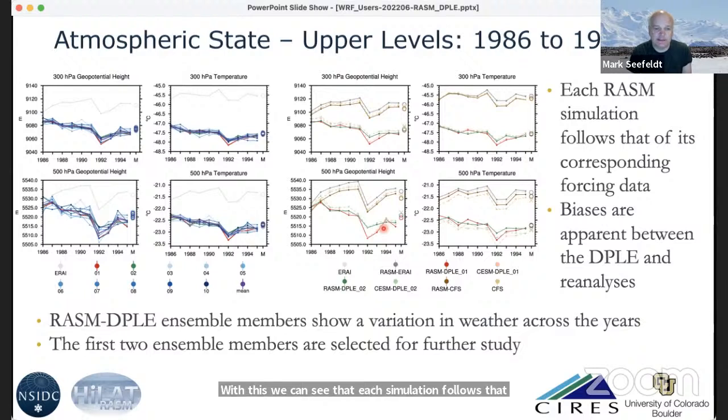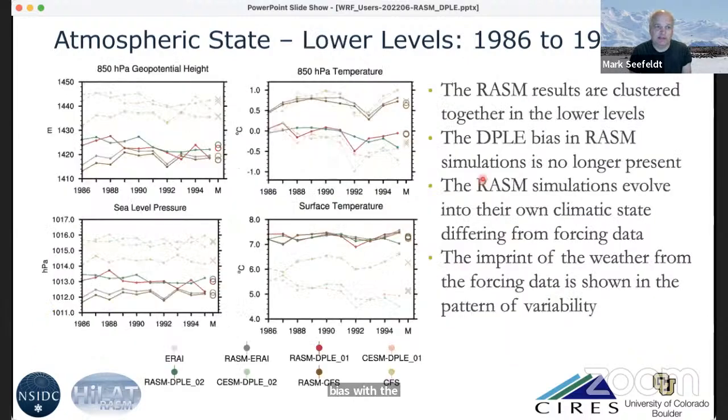And we are also able to see that biases are apparent between the DPLE and the reanalyses. So for example, at 500 hectopascal temperature, all our reanalyses, the simulations, and the source data are at about negative 21.5. Meanwhile, all the DPLE simulations and source data have a bias of about 1 degree Celsius. That is also clear and apparent at 300 hectopascals, with our reanalyses, source data, and simulations, and then the cold bias with the DPLE source data and simulations.